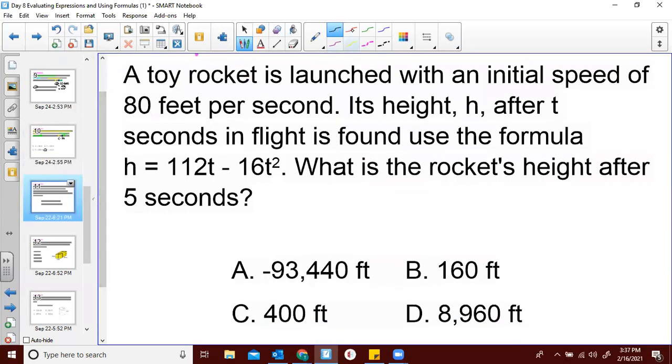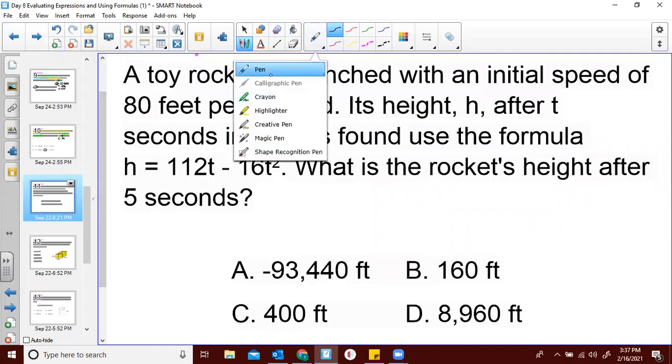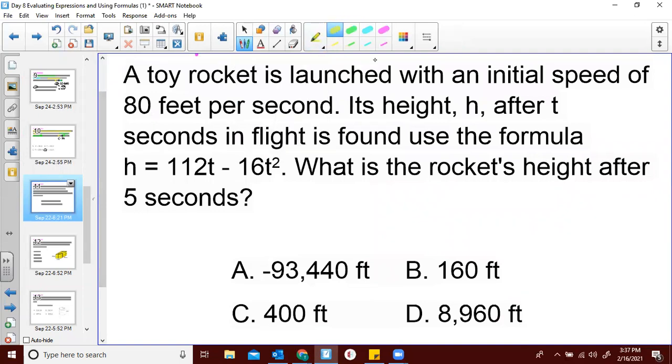All right, this one threw a lot of kids for a loop. So let's read it first and let's talk about what we need. So a toy rocket is launched with an initial speed of 80 feet per second. Its height h after t seconds in flight is found using the formula h equals 112t minus 16t squared. What is the rocket's height after 5 seconds?